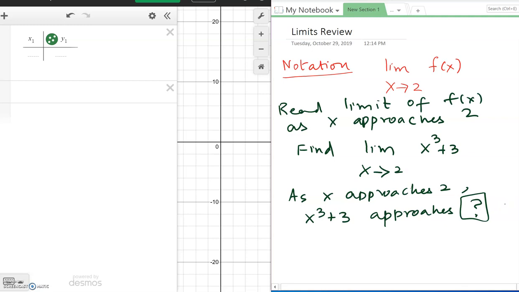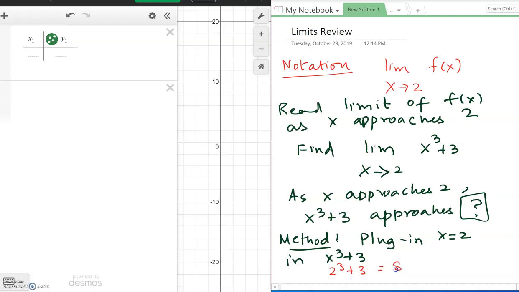So as a shortcut, we could just plug in. That is method 1. Method 1 is plug in x equal to 2 in x cubed plus 3. So you could put 2 here. We will have 2 cubed plus 3, which is going to be 8 plus 3, which is 11. Right? So this is method 1, where we could just plug the x value into the function f of x to get the limit value.